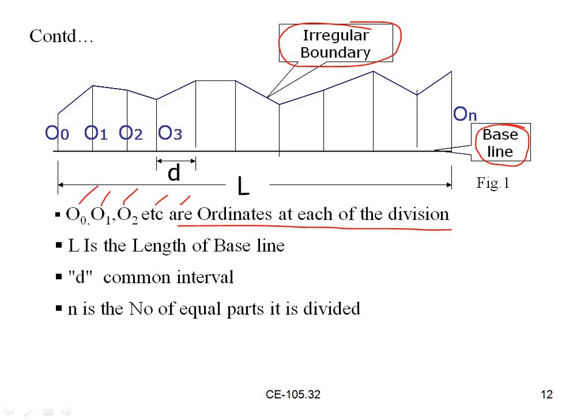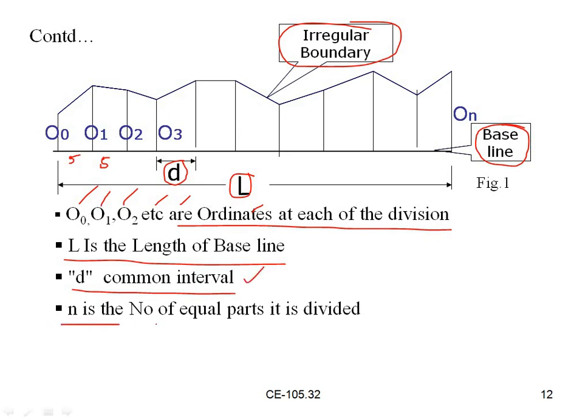So we are taking the points O0, O1, O2, O3. These are called the ordinates at each of the divisions. Capital L is the length of the baseline, and small d is the common interval, that is nothing but the distance between the ordinates. So it is taken at the same distance. Suppose it is taken as 5 meters, then the distance between O1 and O2 should also be 5. That's why small d is called the common interval.